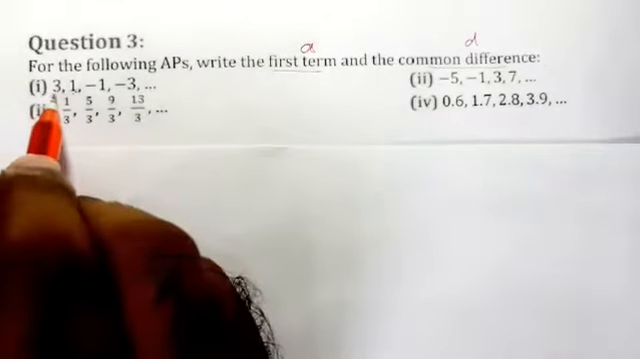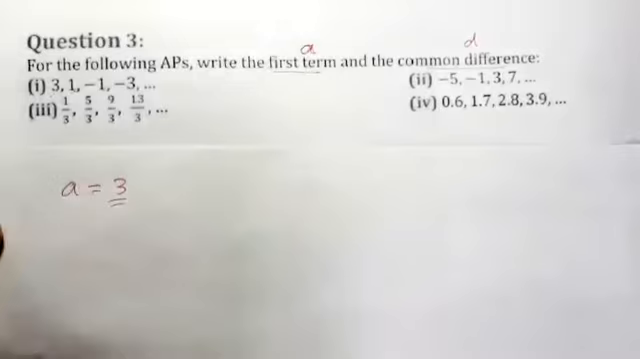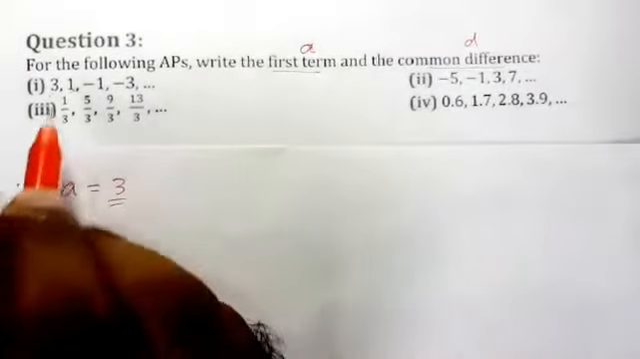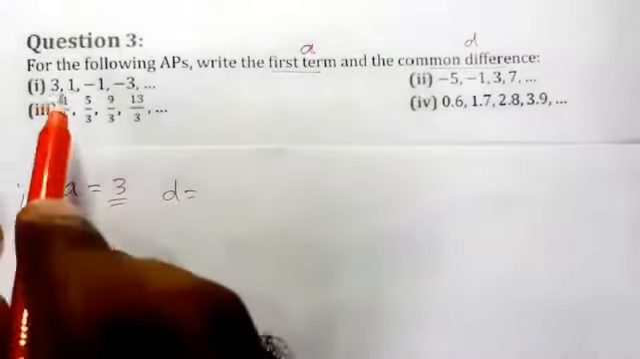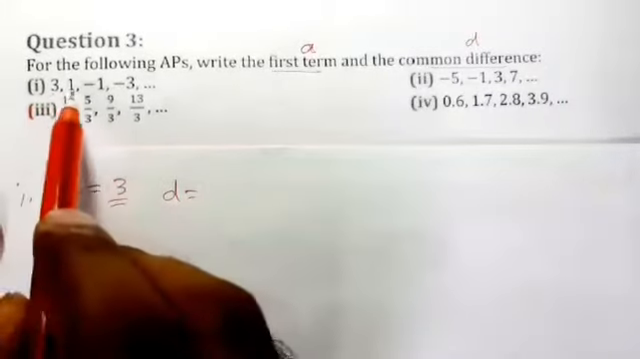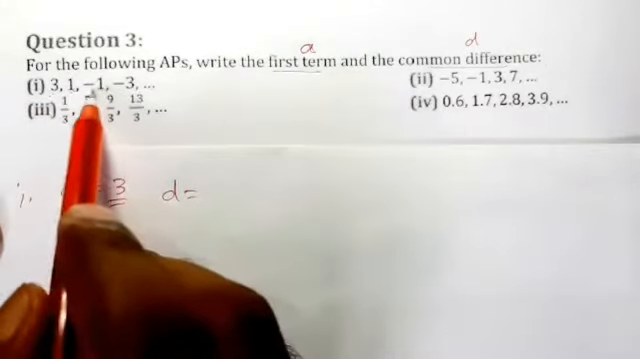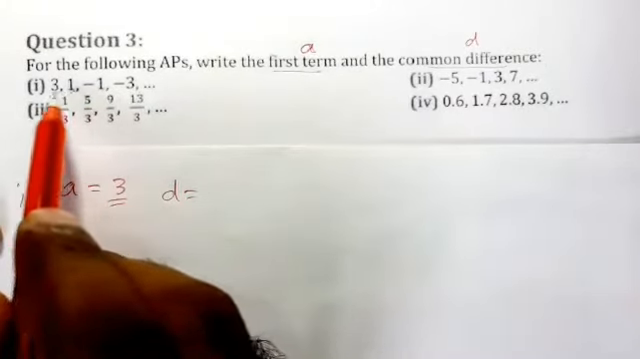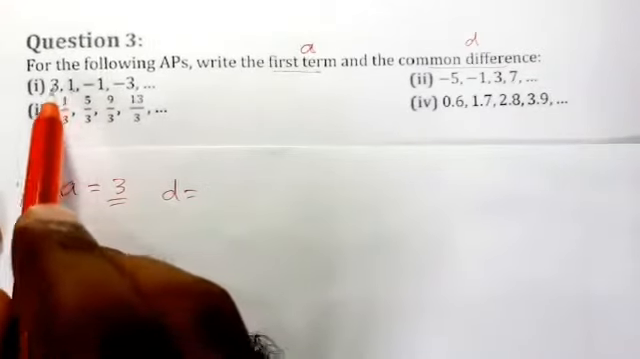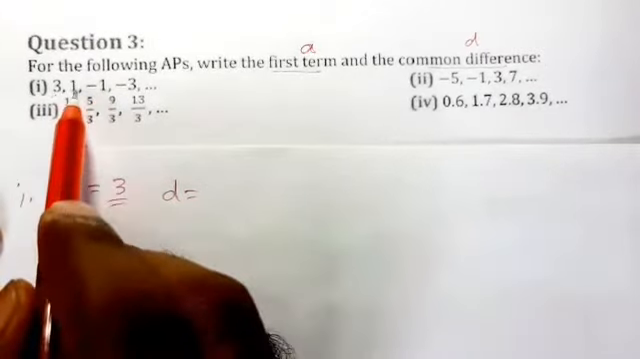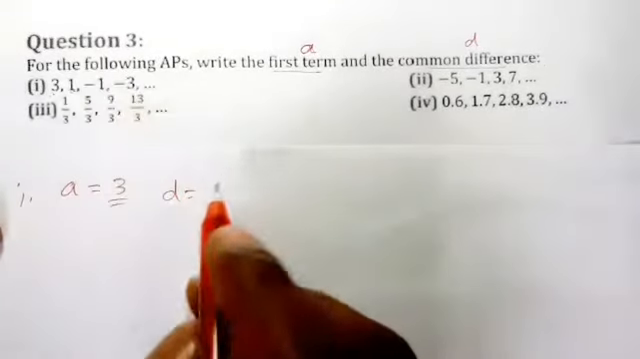From this we can easily understand the first term A is 3. This is the first question's first part. Now common difference D is required. How to find the common difference? We can find the difference between any two consecutive terms. Consecutive means nearest. 3 and 1 are nearest, 1 and minus 1. So we have to subtract A2 minus A1, or A3 minus A2, or A4 minus A3. Any nearest two terms' difference.